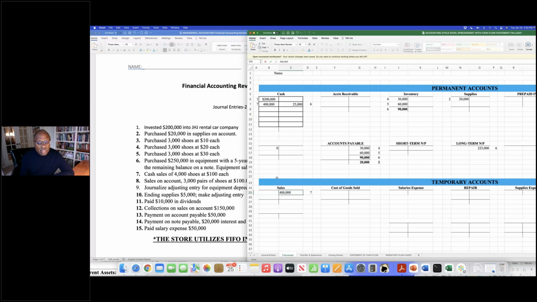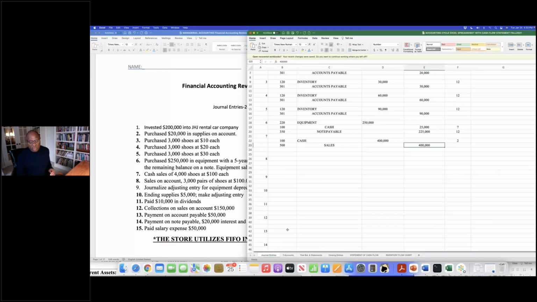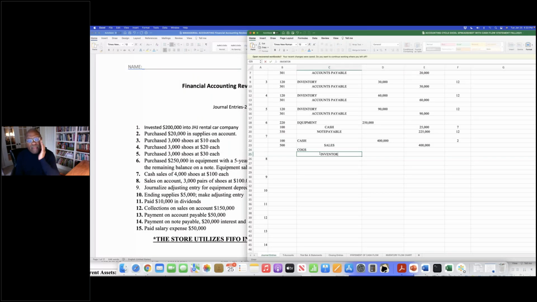So we know something else has to happen, correct? And what's that? COGS. Since the shoes were sold, we're going to debit cost of goods sold and credit what? Inventory. We're going to credit inventory, as we don't have that many shoes there, so we don't want it staying there.